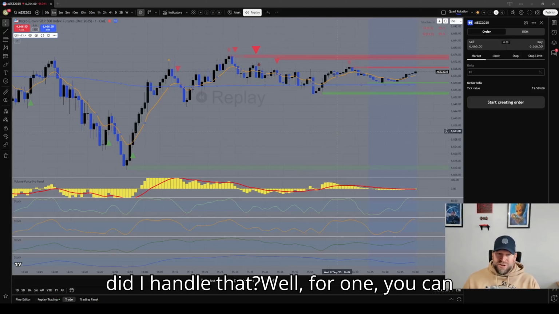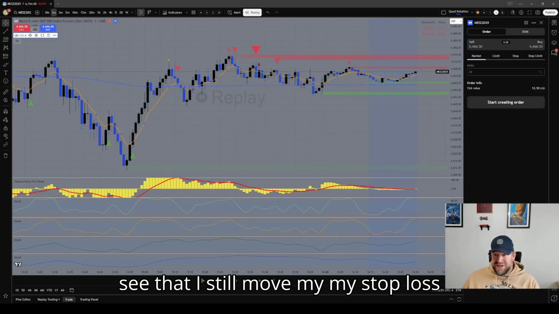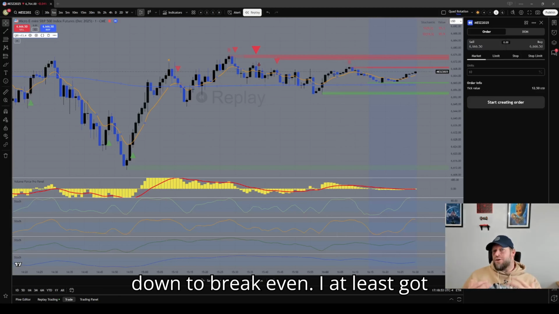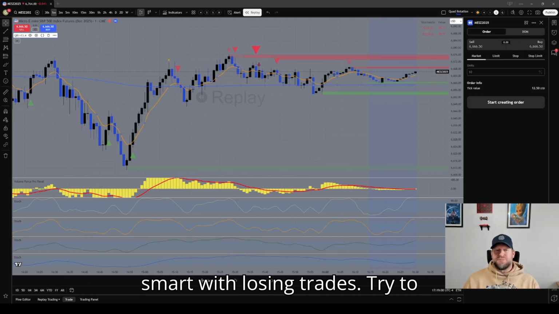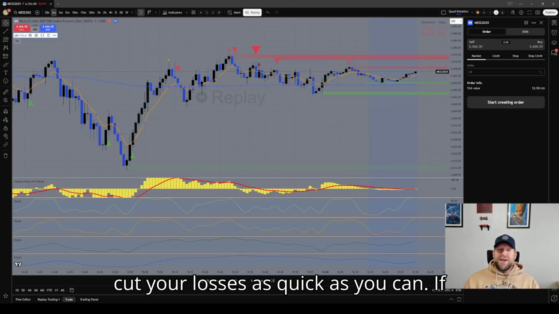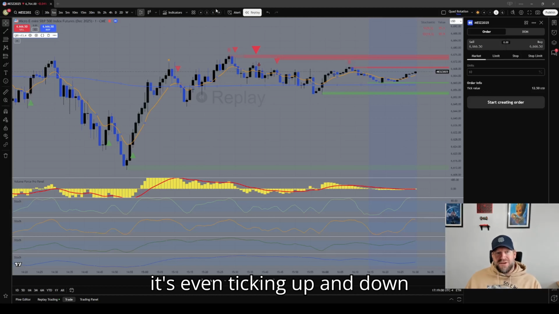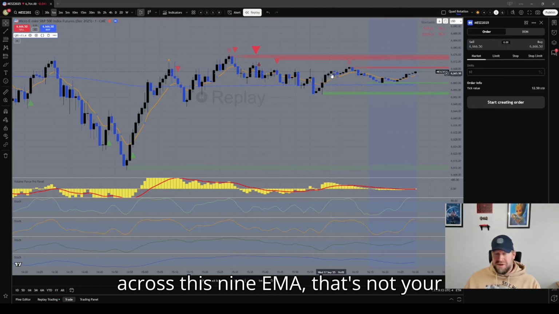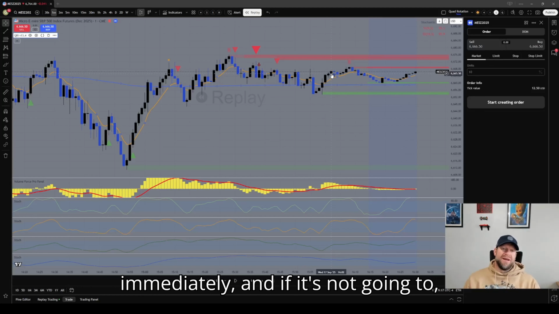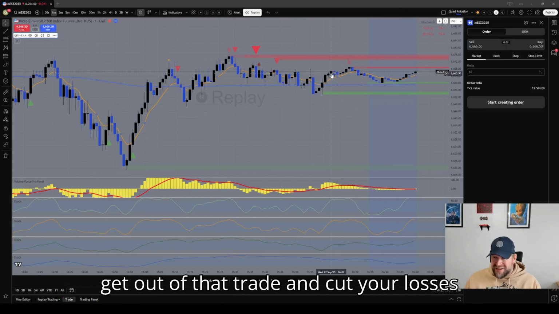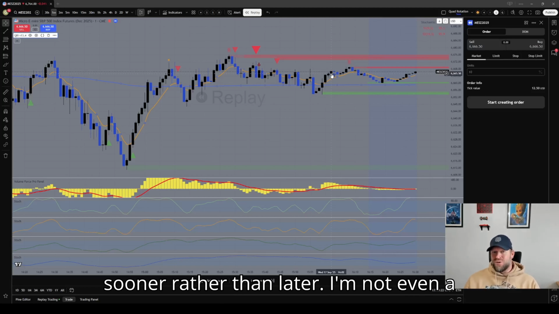So how did I handle that? Well, for one, you can see that I still moved my stop loss down to break even. I at least got that in my favor. So that's one of the biggest things I think you can do to be smart with losing trades. Try to cut your losses as quick as you can. If you feel like it's going against you, if it's even ticking up and down across this 9 EMA, that's not your setup. Your setup should work almost immediately. And if it's not going to, get out of that trade and cut your losses sooner rather than later.